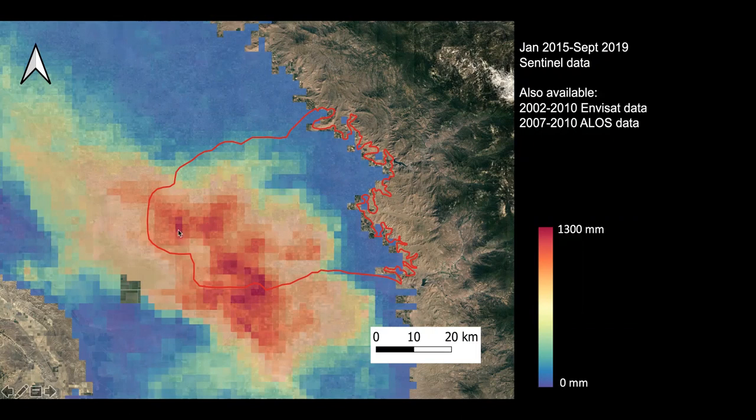And you can see a lot of the maximum subsidence is happening right in this Cahuilla subbasin. But there's parts of the Cahuilla subbasin that have very low subsidence and fall outside this bowl. Also available for what we're doing here, we have NVSAT data that was earlier in time and ALOS data.